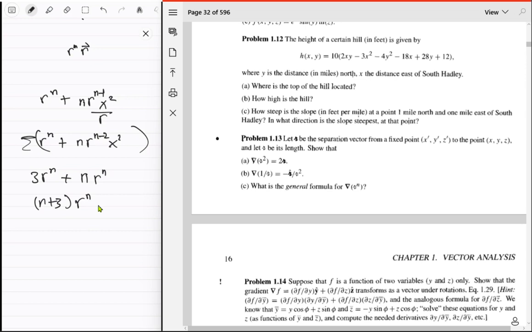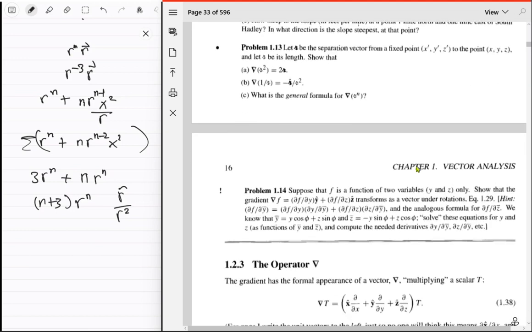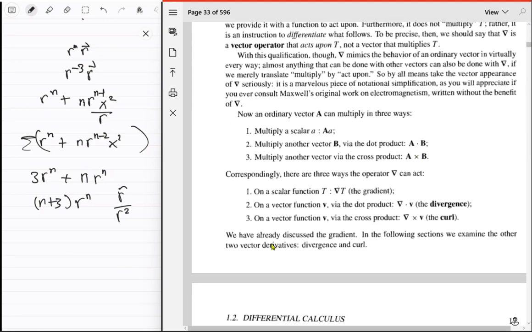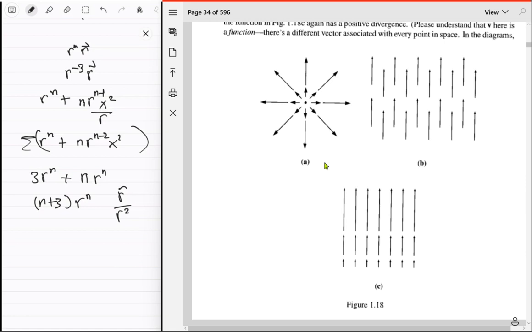There's only one way this could work: n is equal to negative 3. Oh, sorry, r power negative 3 times the r vector, which is just r hat upon r squared. So the only way something like this would give us zero divergence is if n was negative 3. So that's a dead end. I don't think we can figure out more functions with that kind of property. Of course, we can figure out some other algebraic functions, but I don't think we can figure out any nice functions that have this kind of property, at least yet.